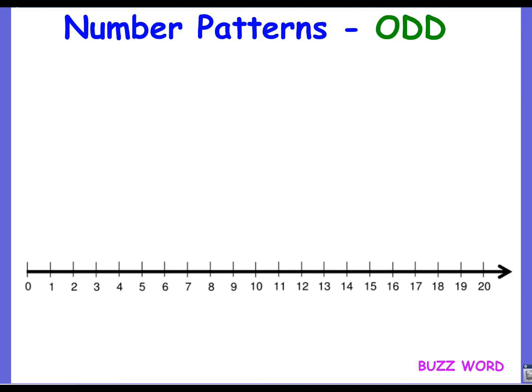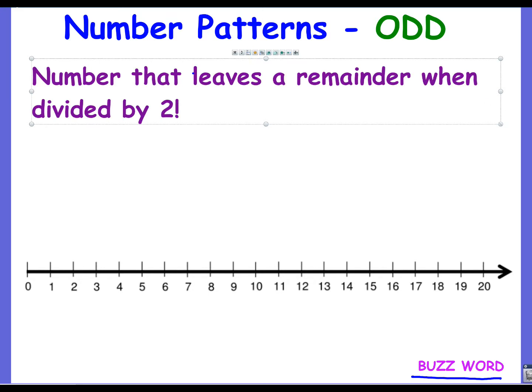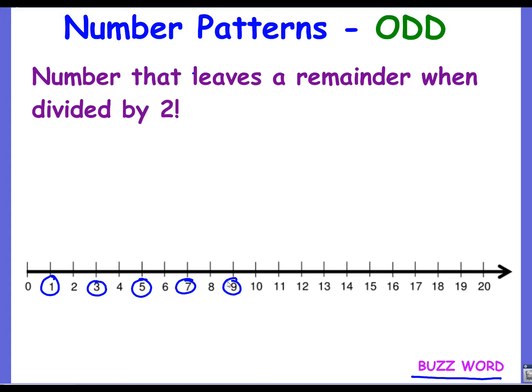Here's another pattern we need to recognize, and that's odd numbers. Again, it's a buzzword that we need to know the definition of. So the definition of an odd number is a number that leaves a remainder when divided by 2. So the first odd number is the number 1. Then 3, 5, 7, 9 and so on.